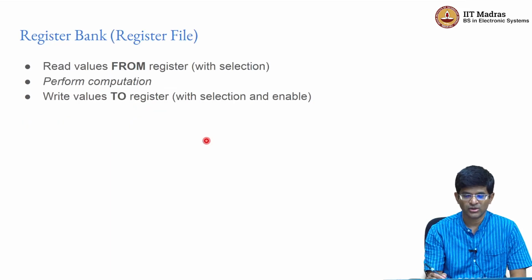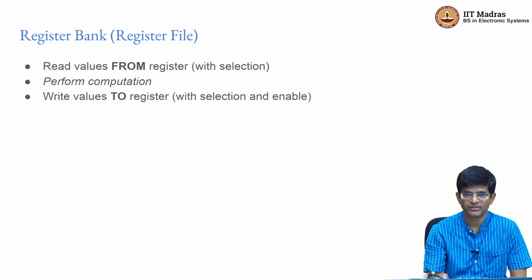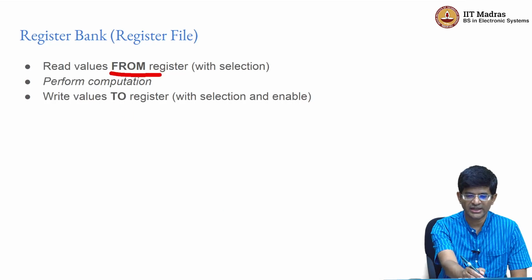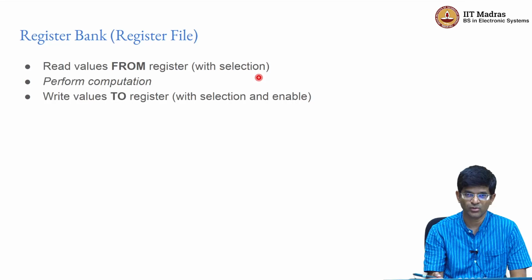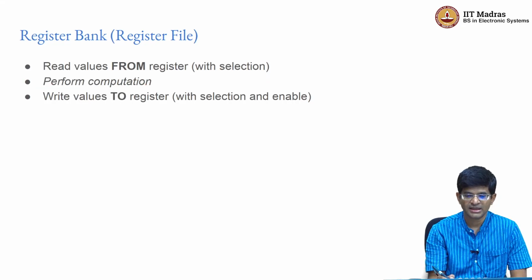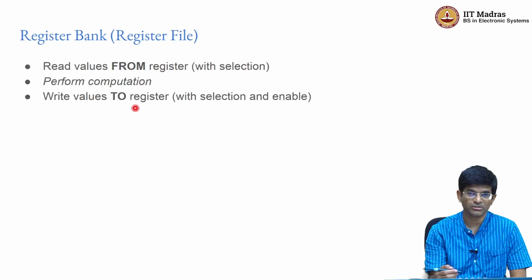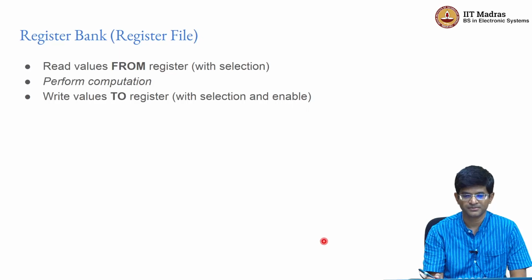So as we already mentioned, we have this notion of a register bank or a register file, right? And what is it that we are trying to do over here? We need to be able to read certain values from registers with selection, meaning that we need to be able to select which register we want the output from. We then want to perform some kind of computations and finally write values back into some registers. It may or may not be the same registers that we started with, right? But we basically need to be able to select the target register and also enable it on demand, right?